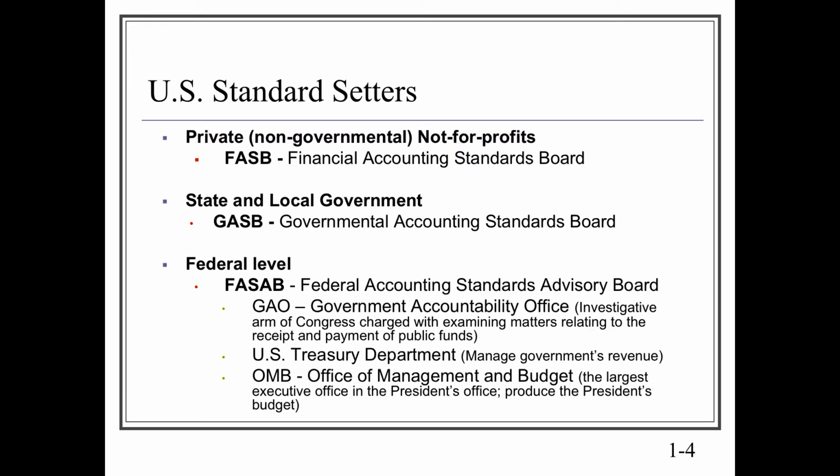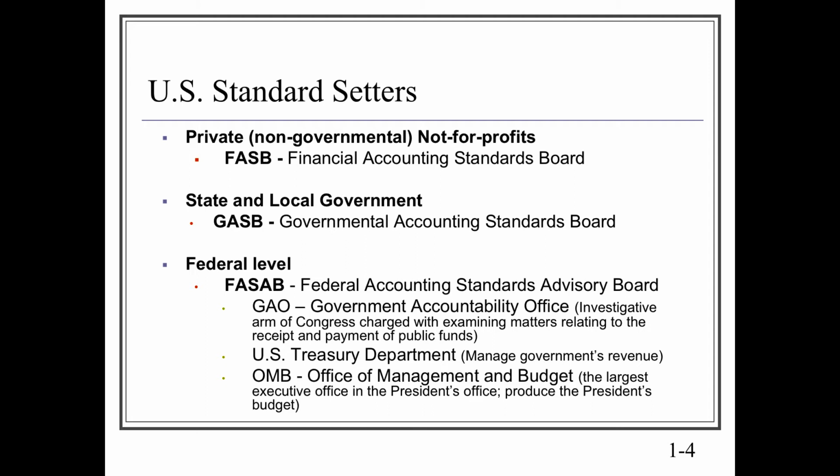Accounting standards that we have been learning in intermediate accounting are set by FASB, the Financial Accounting Standards Board. FASB still sets accounting standards for private not-for-profit organizations. However, accounting standards that we mainly focus on during this class are set by GASB, the Governmental Accounting Standards Board. There is the Federal Accounting Standards Advisory Board that sets the accounting rules for the federal government.